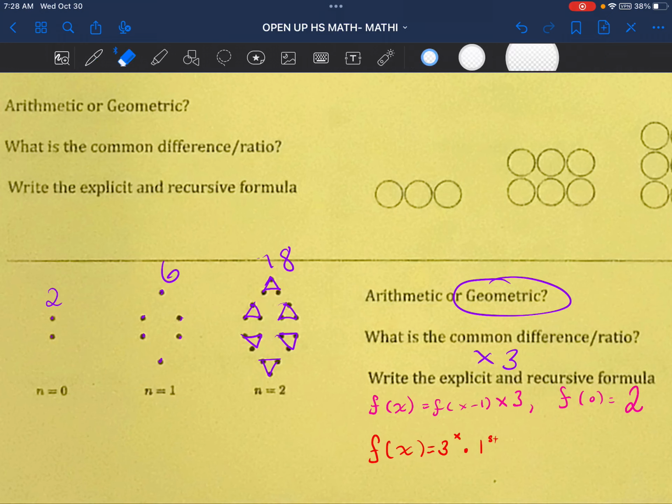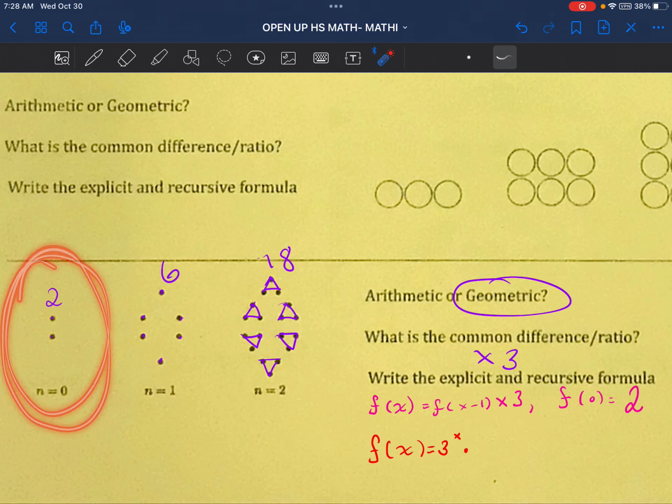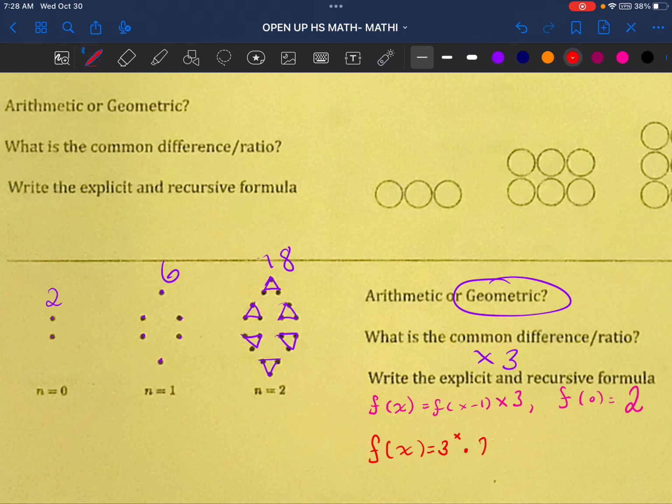Okay, well, I'm going to come over here. I also know what my first term is. So I'm going to go ahead and erase that and just fill it in with what my first term is. Again, how many dots are there at the very beginning? 2 dots. Alrighty, once again, this is a perfect, beautiful geometric equation.